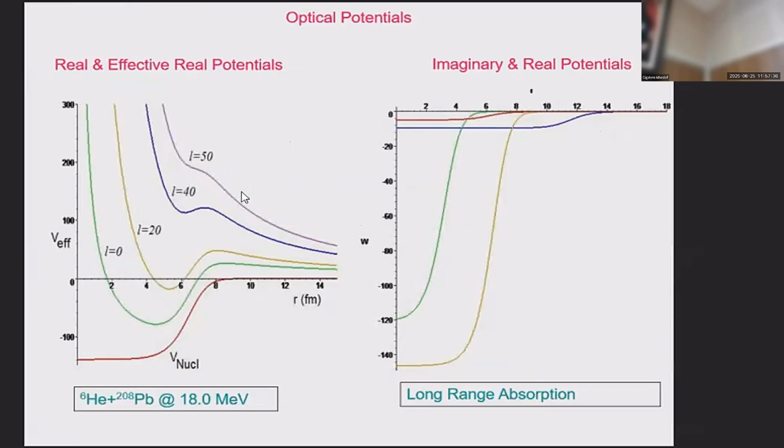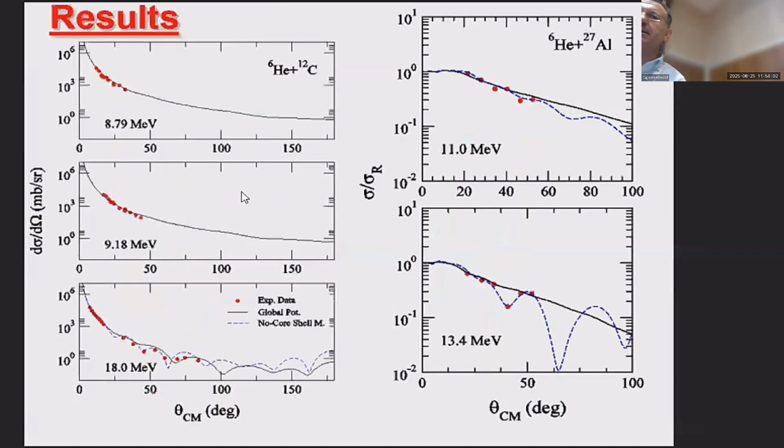For example, 6 helium on lead at 18 MeV. The potential is like this. Therefore, what happens is 6 helium is sent to lead at 18 MeV. Okay, we obtain a cross section. Now we theoretically describe it, with the imaginary part absorption again described. And this is the result, for example. Those are experiments.